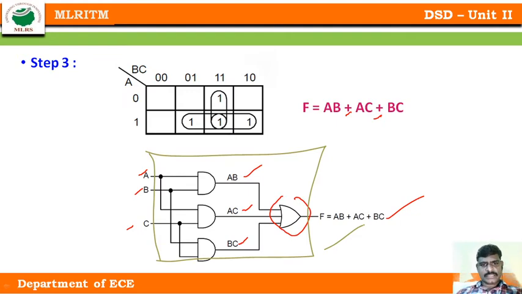Now if this circuit is connected to your TV and switches, what will happen? Whenever any 2 switches are on, your output TV is going to be on. If not, the TV is going to be off. So this is the manner in which I need to design any type of combinational circuit.